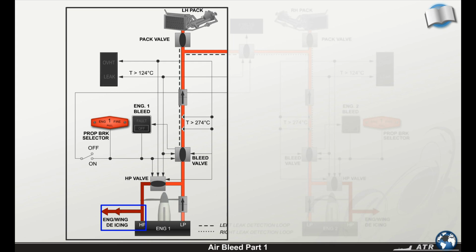For the engine and wing de-icing systems, high pressure air is always bled from the high pressure stage through an electrically controlled pressure regulating valve. Now let's take a look at the bleed valve.